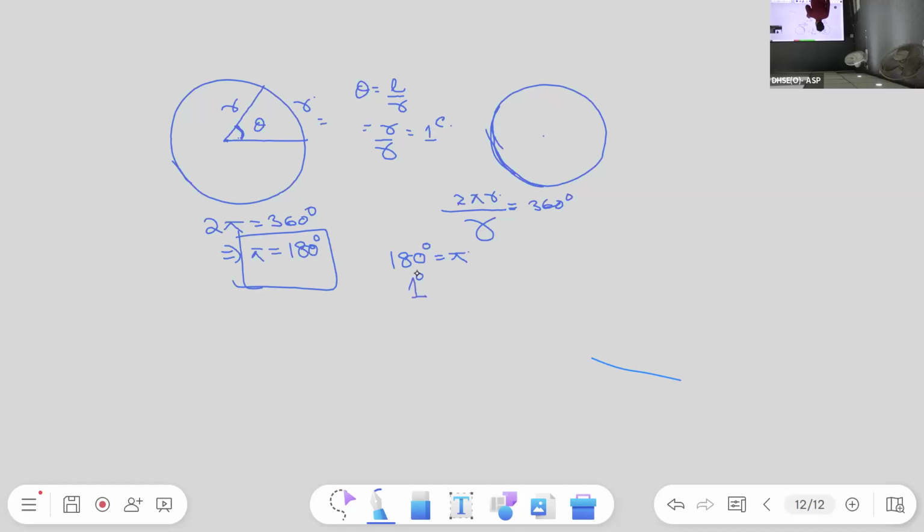So 1 degree is equal to pi by 180 radian. So x degree is equal to pi x by 180 radian. So 30 degree is equal to pi upon 180 into 30, which is pi upon 6 radian. Similarly, 60 degree is equal to pi upon 180 into 60, which is pi upon 3 radian.